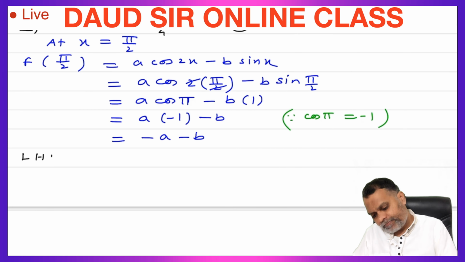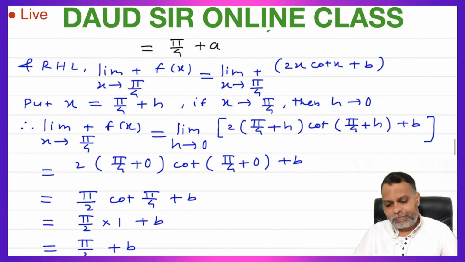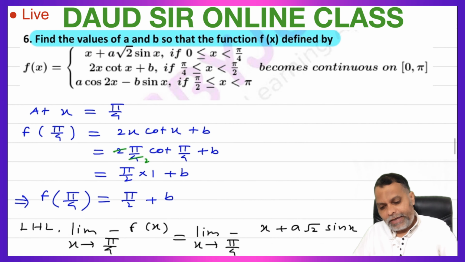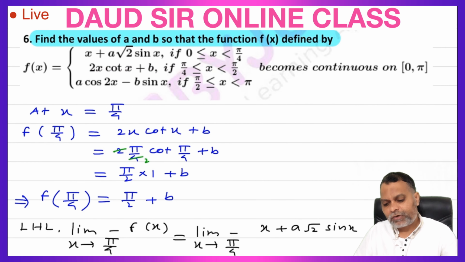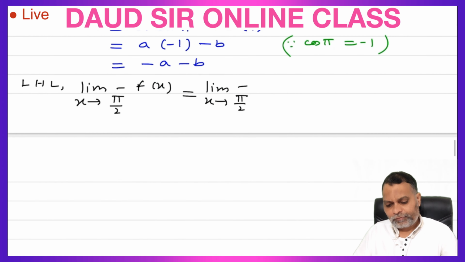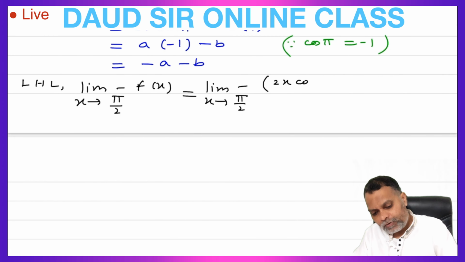Left hand limit: limit x tends to pi by 2 minus f of x is equal to limit x tends to pi by 2 minus, where x is less than pi by 2. Here x is less than pi by 2, so take this function 2x cot x plus b.